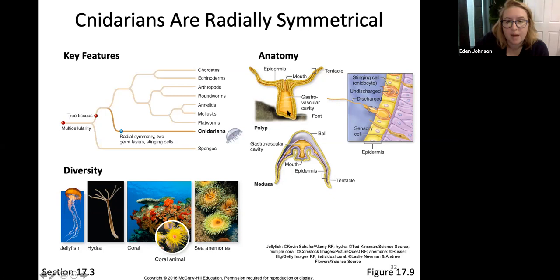So here is the polyp. This is the sessile version. And here is the medusa. This is the free swimming version. Okay, and here's your diversity. So jellyfish, hydra, this was the example of radial symmetry. Then you have corals, which is awesome, and then sea anemones.